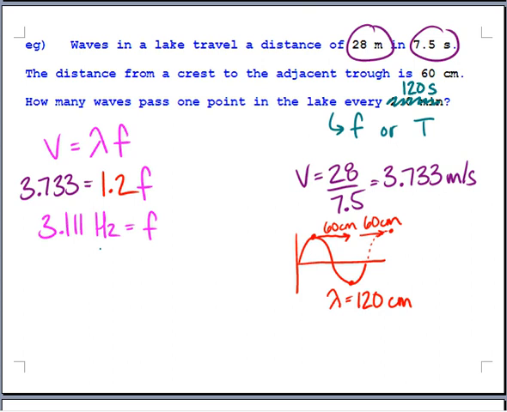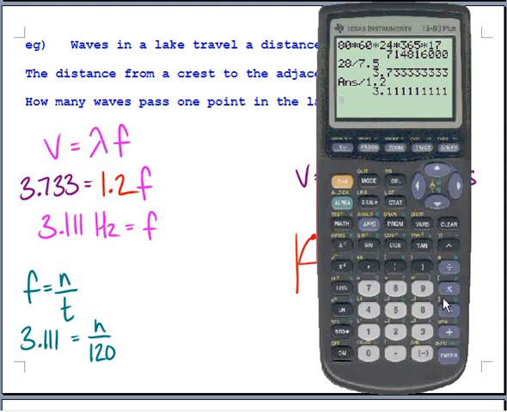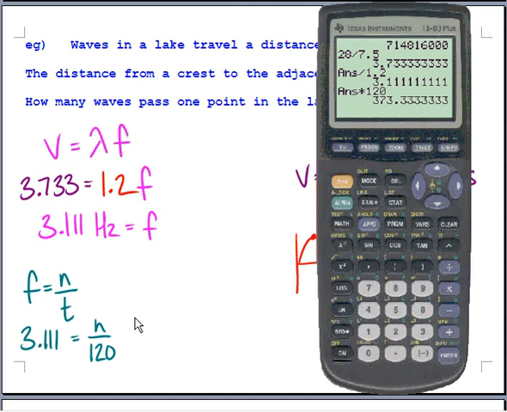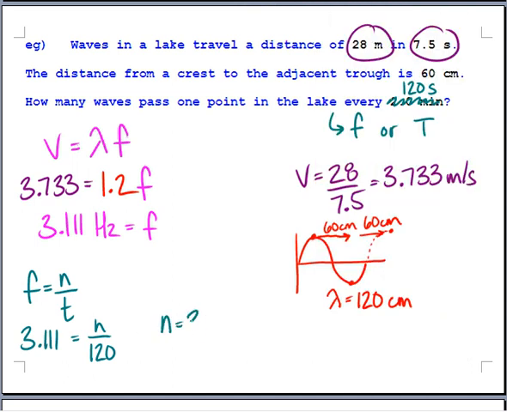And you're exactly right. Don't forget, if you prefer equations, if you go to the top left-hand corner of your formula sheet, you'll find this equation. Frequency is number of cycles, in this case number of waves, divided by time. So you could think your way through it, or you could just go to your formula sheet and say, hey, I'm looking for the number of waves. The time's 120 seconds. Mathematically, they're going to multiply. 3.111 times 120. 373 waves.